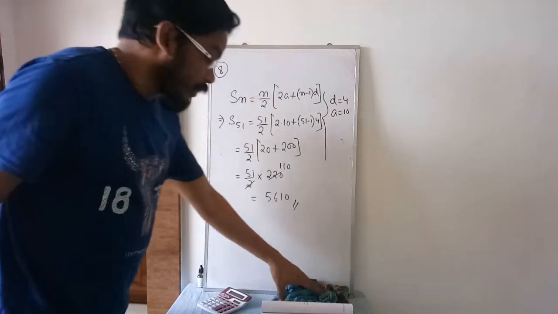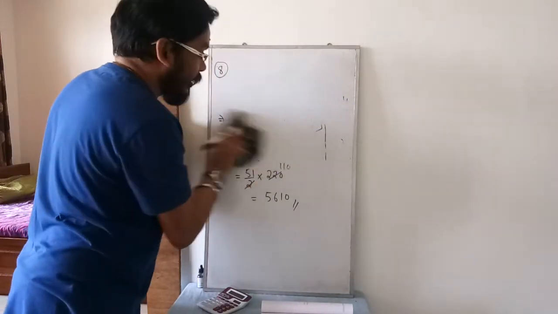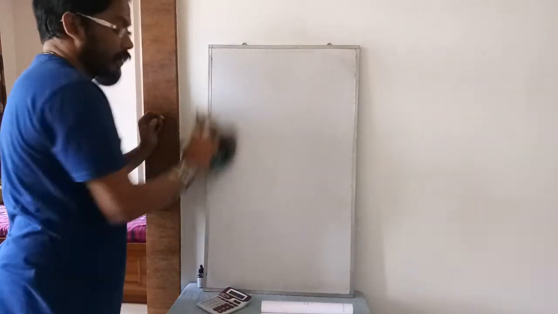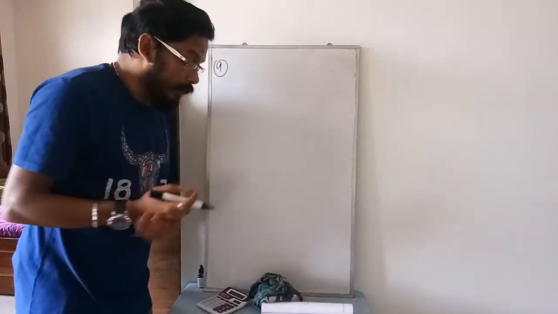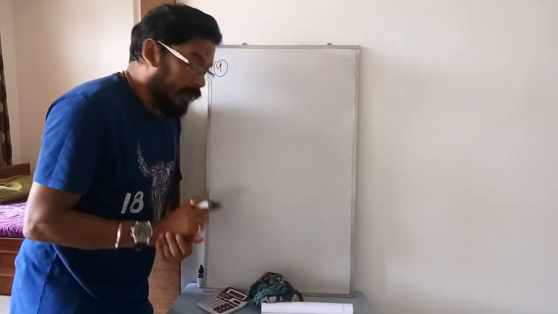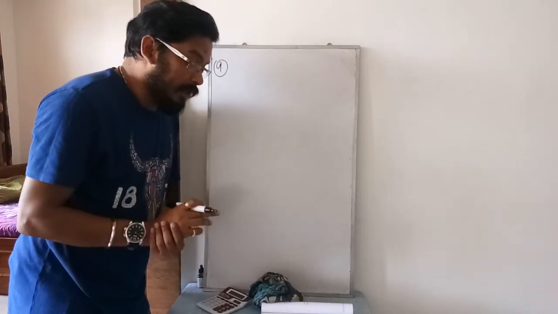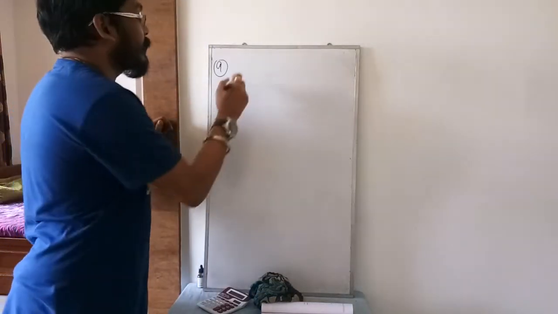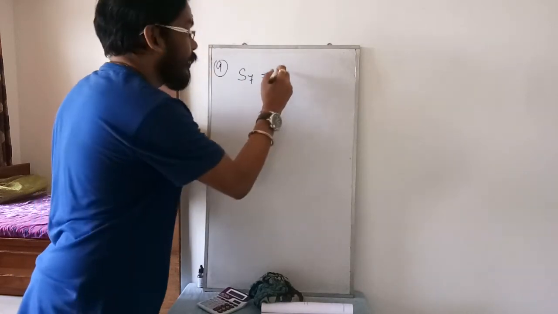Now we will go for question number 9. From 9 to 13, each and every sum is important, okay? So what did they say? If the sum of the first 7 terms of an AP is 49, and that of the first 17 terms is 289, find the sum of the first n terms. So the sum of the first 7 terms means S7 equal to 49.